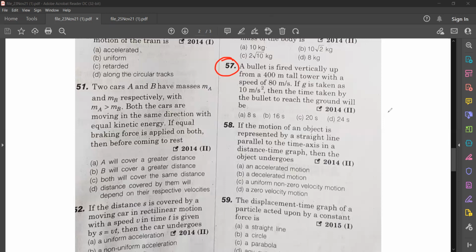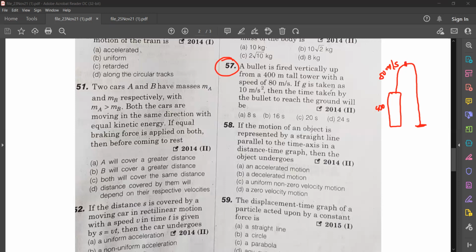So listen, there is a bullet that is fired vertically up from a 400-meter tall tower. From that tower we are firing a bullet with a speed of 80 meters per second. g is the acceleration due to gravity. You have to find the time taken by the bullet to reach the ground.